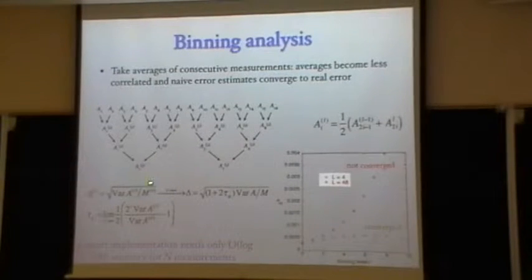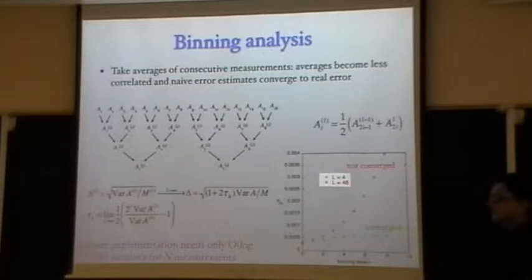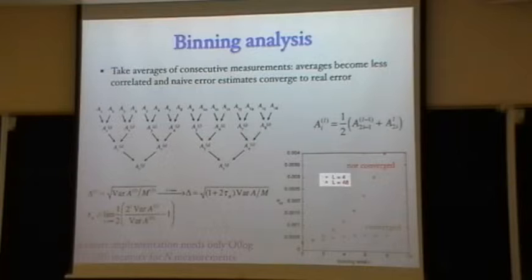So that way, we get both the right error, and we see whether the data is uncorrelated or not. And you only need about log n memory for this whole thing. So it's log n memory per measurement.